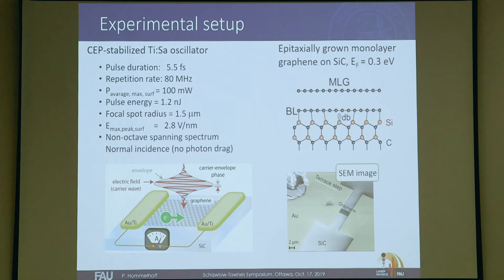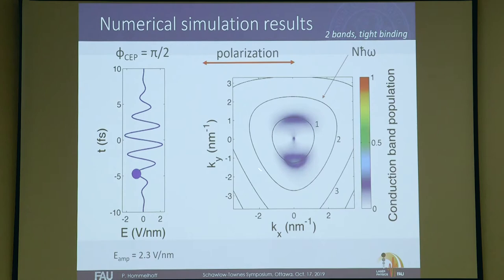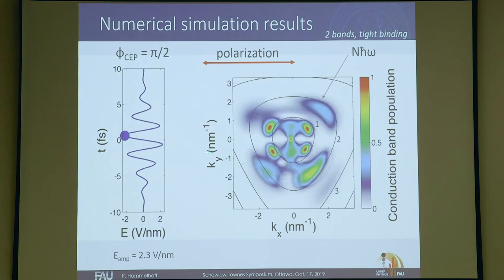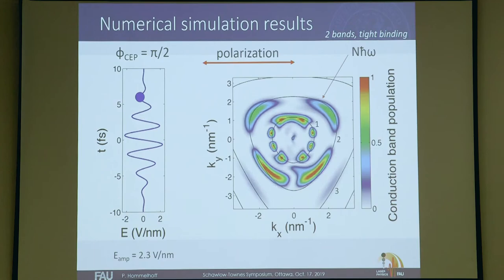This is what we expect from a simple tight binding model simulation. Here you see the conduction band population as a function of time when this graphene is strongly driven. And you see here the excited conduction band population sloshing back and forth. And after the pulse has gone, it looks almost fully left and right symmetric, which would mean no current. But that's not true.